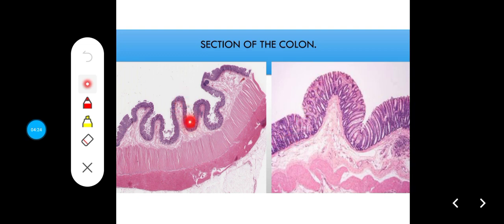So these are not finger-like projections. They are like a kind of folds of the mucosa. So this one is not a finger-like projection. This one is what you find in the colon. So this is the slide of the colon because this is not a finger-like projection. This is just a kind of fold of the mucosa.